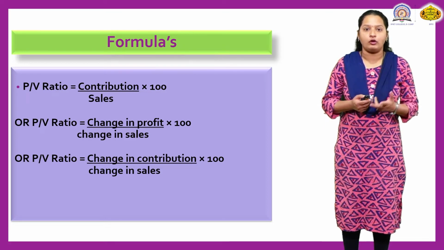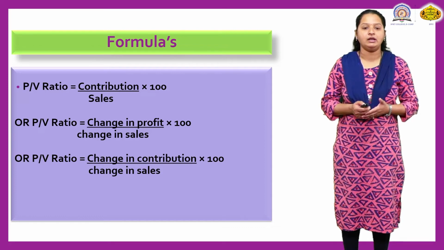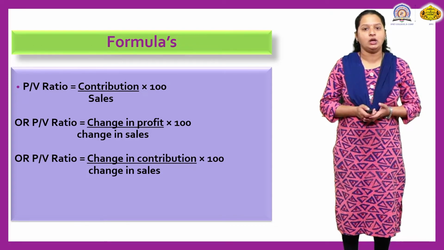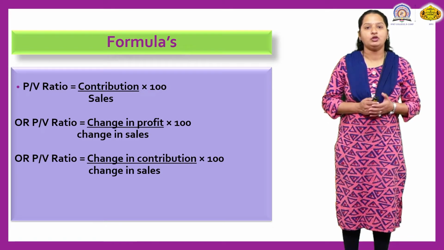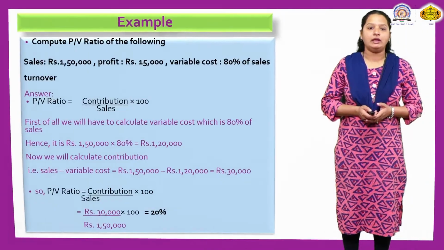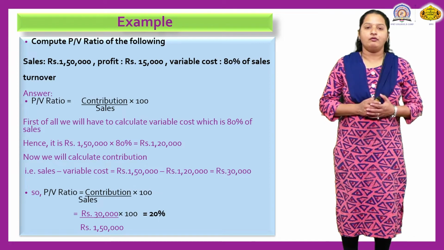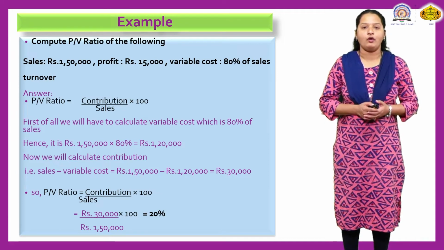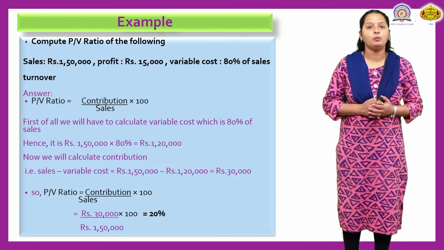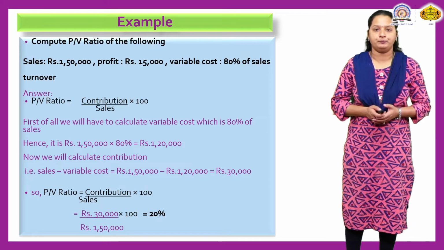There are another two formulas also, that is change in profit upon change in sales into 100, and again there can be change in contribution upon change in sales into 100. So according to the example you have to apply the formula. We have also learned the example for calculating the PV ratio, and we have calculated the PV ratio of 20%. So the PV ratio is denoted in percentage, which is 20% in case of our example.